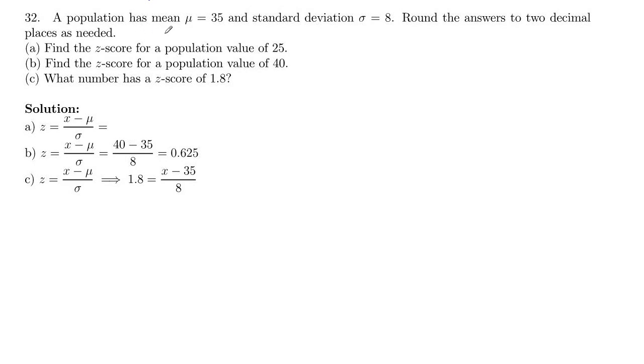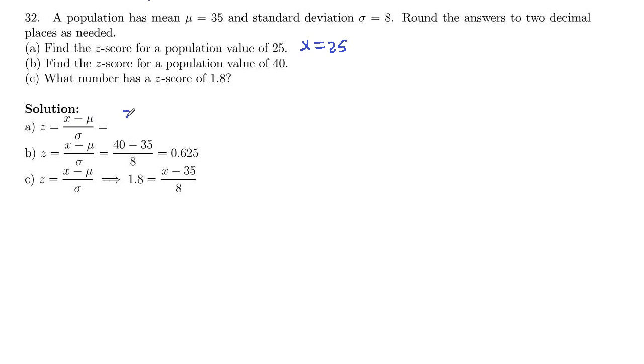We have a population here that has a mean of 35 and a standard deviation of 8. We're rounding answers to 2 decimal places. First, we want to find the z-score for a population value of 25. That is saying that x is equal to 25. So our z-score formula is here, x minus mu over sigma, so value minus mean over standard deviation.